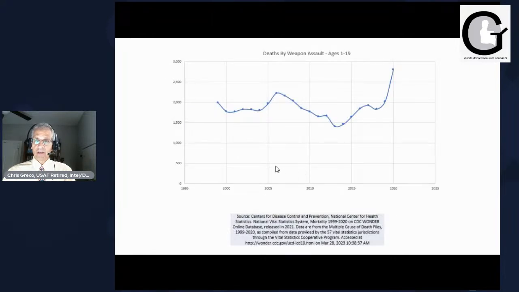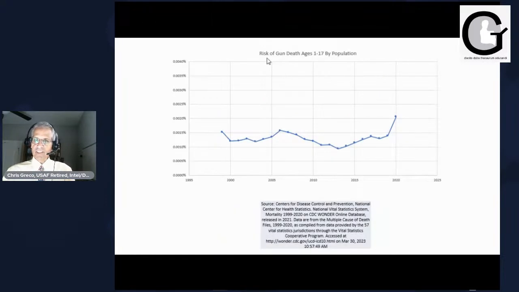Okay, so here it is: death by weapons assault, age 1 to 19. That's the first one I want to show. So you see here, this is death by weapons assault, age 1 to 19. We're all the way up here to 27. This is death by weapons assault, not the other ICD-10 codes that you had, but just by assault. You're talking about about 2,700.